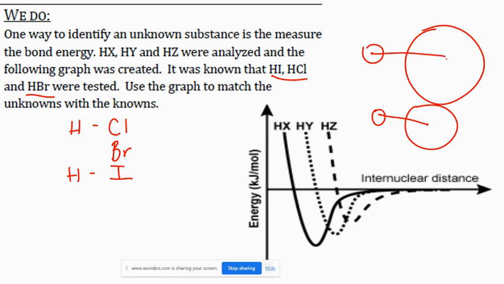Okay. So if we just look at the internuclear distance, this guy right here, HZ, is going to be the furthest apart. So that has to be HI. This is going to be the closest. So it would be HCl, which leaves HBr. Good? Makes sense? All right.